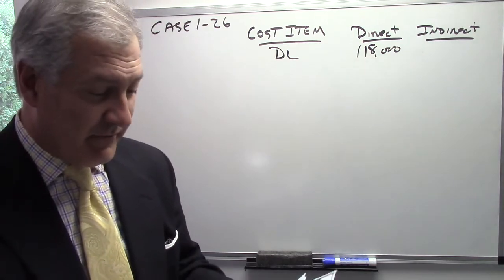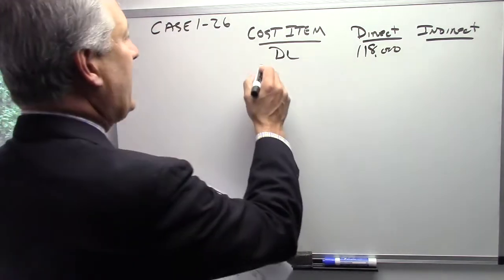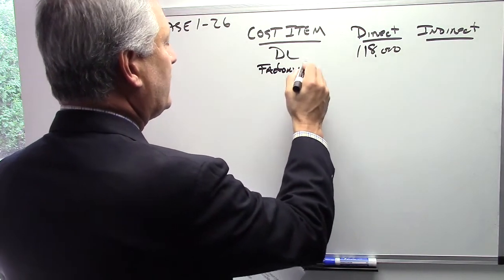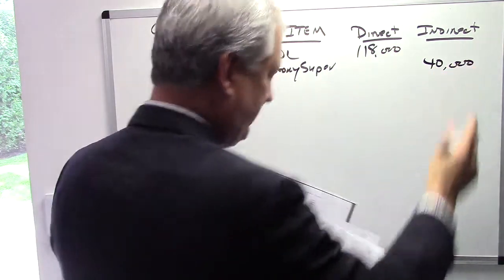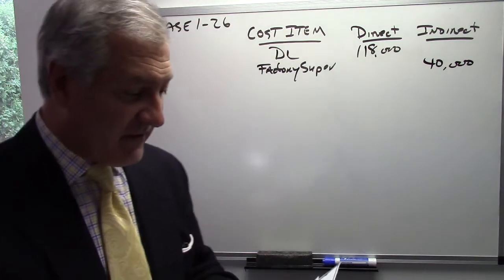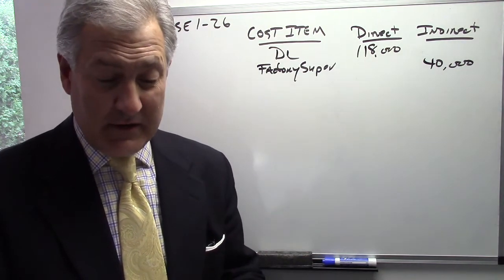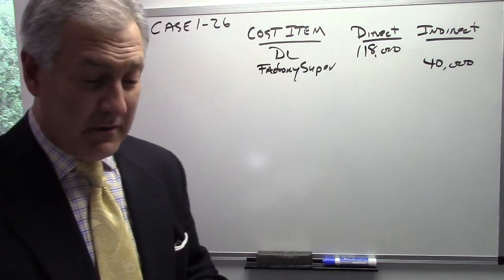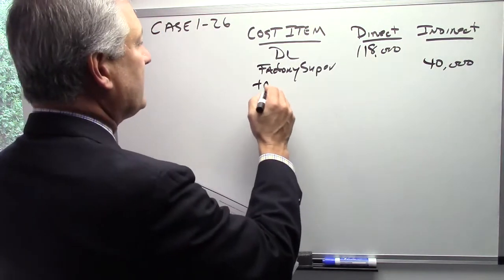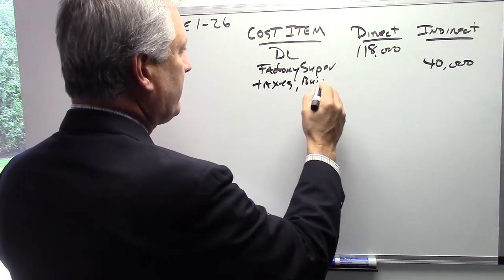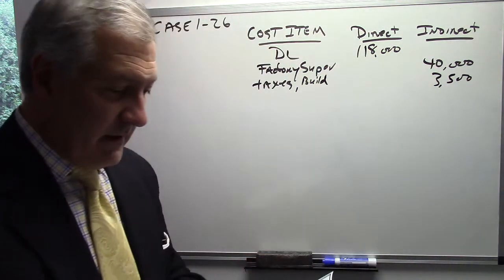Factory supervision, well, that's going to be a fixed cost, but it's also indirect, so let's call it factory supervision. And they identified that as being $40,000. That's indirect. It's product cost. Property taxes, factory building. So the key word here is factory. That's going to make it a product cost. But it's not direct, it's indirect. It's one of those components of manufacturing overhead. So we're going to say taxes on the building. And that's $3,500. That's also a fixed cost.